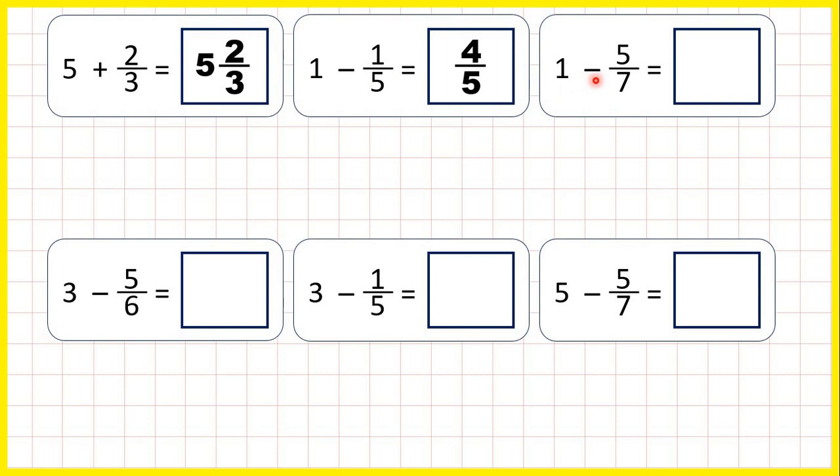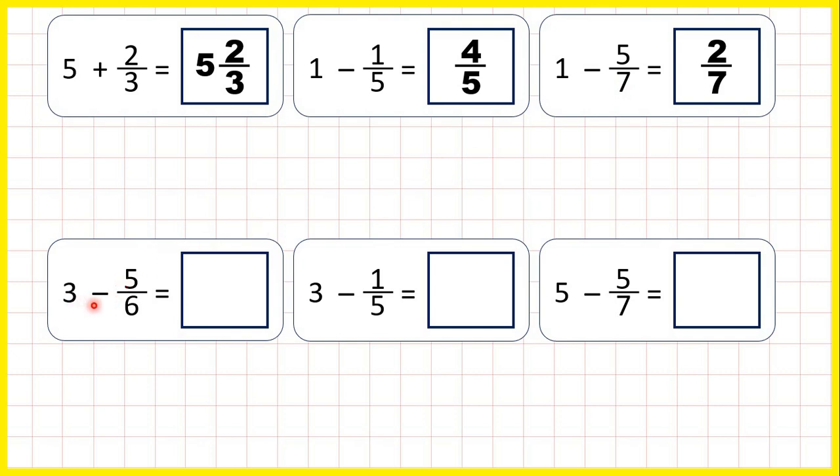Now 1 minus 5/7. That's 2/7, because if we think of 1 as being 7/7, then 7/7 minus 5/7 is 2/7. Also, spot this pattern. 1 plus 4 adds up to the number in our denominator. 5 plus 2 adds up to the number in our denominator.